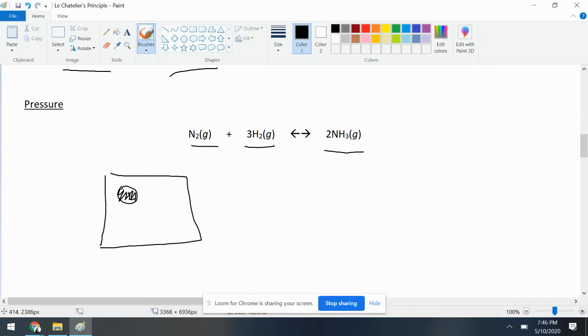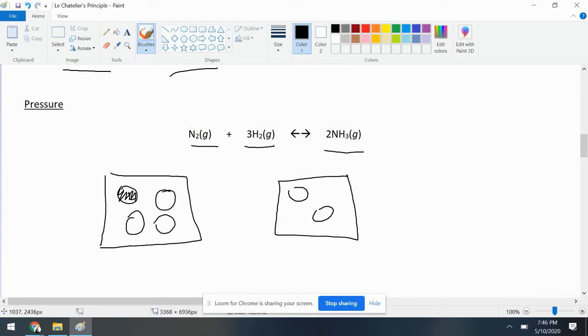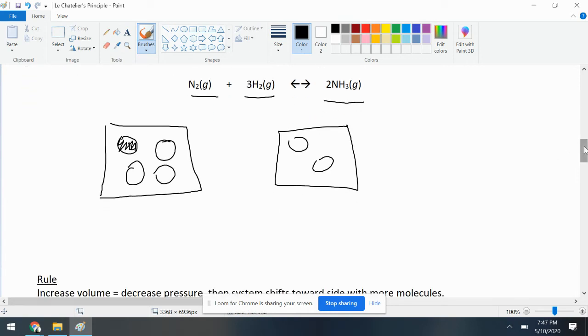So let's say the N2 is the filled in circle. The light one is going to be my H2. Now on the right side, you have how many moles of NH3? You have 2 moles. So I'm going to draw 2 circles. So they're going to represent the number of molecules. So let's say I decide to do this. I'm going to go ahead and decrease the volume. Obviously decrease volume here, right?